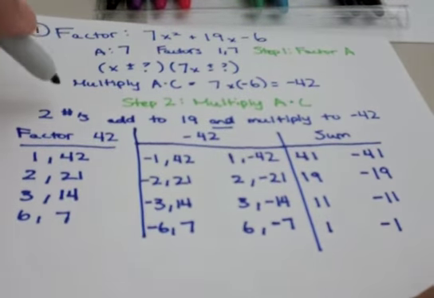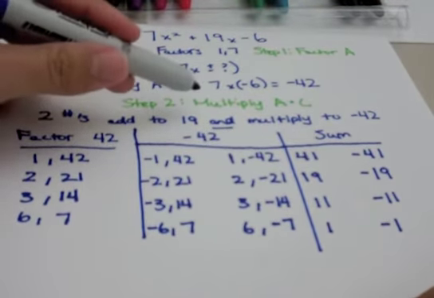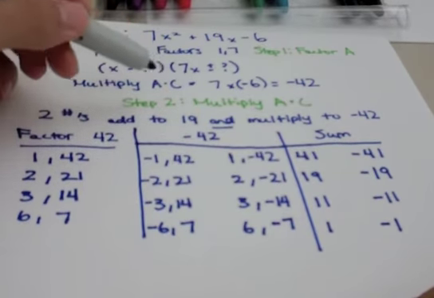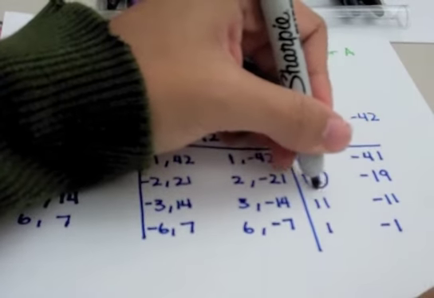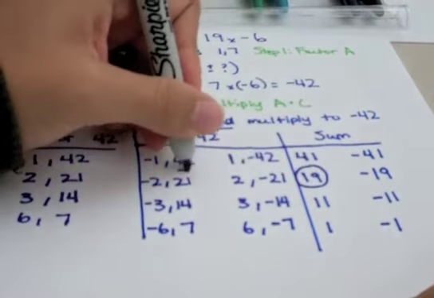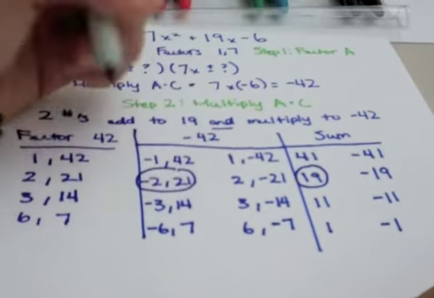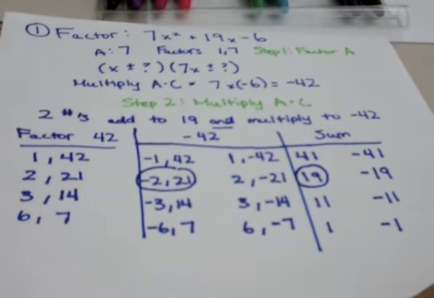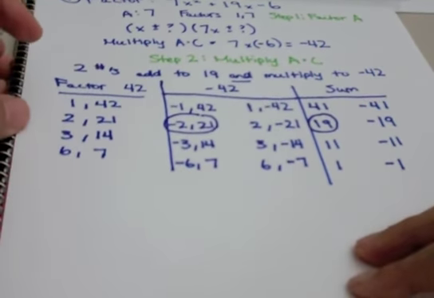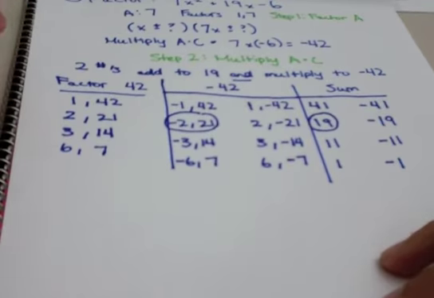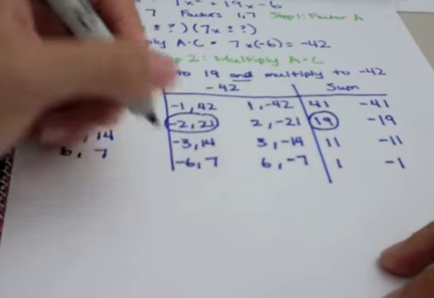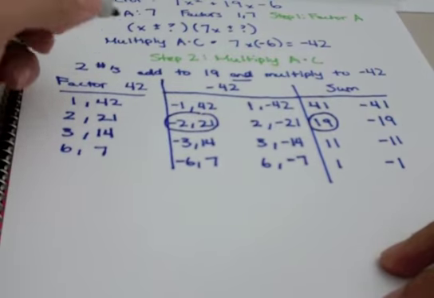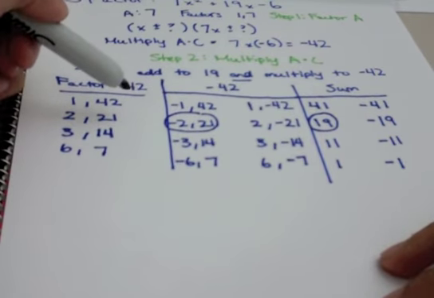Now, we're looking for two numbers that add to 19 and multiply to negative 42. So, negative 42, all these work. And here, these numbers add to negative 19. Now, in the previous cases, we could just write x minus 2 multiplied by x plus 21 and be done. But because our a value is not going to be 1, that method doesn't work anymore.